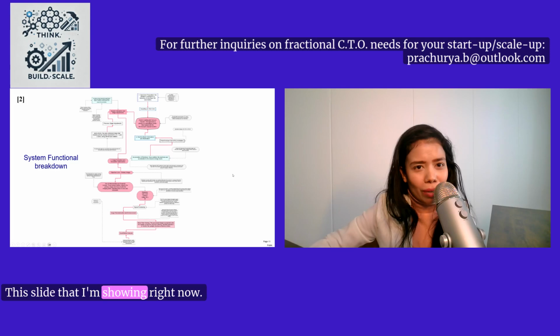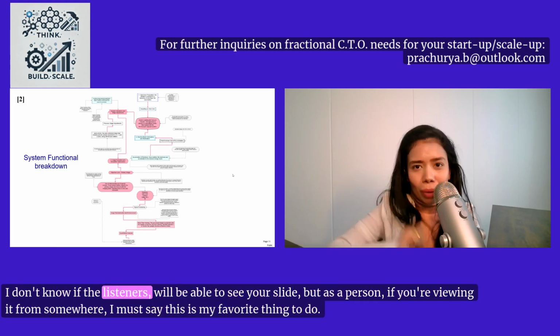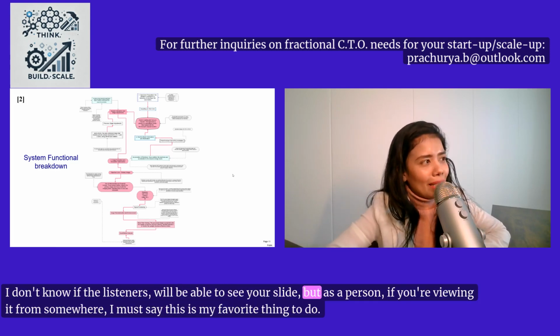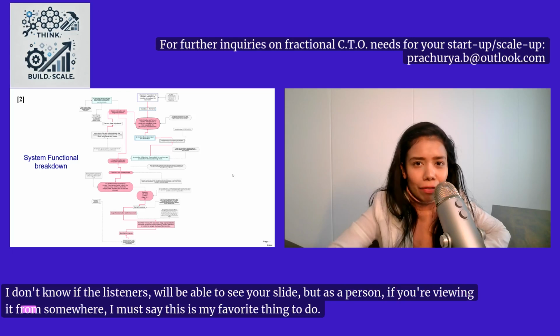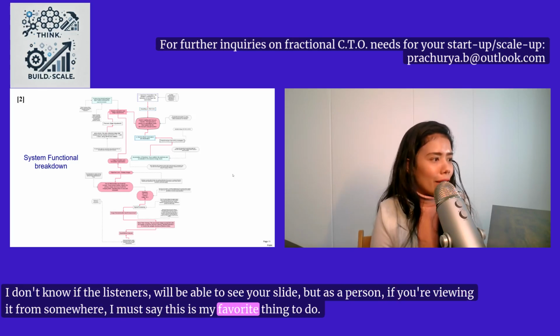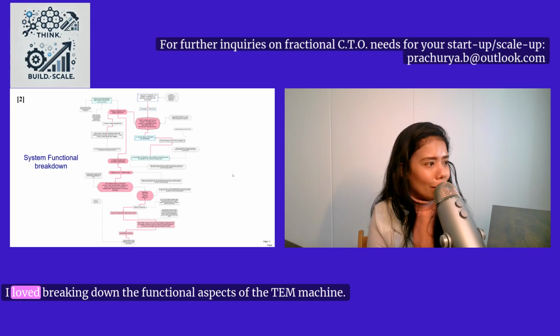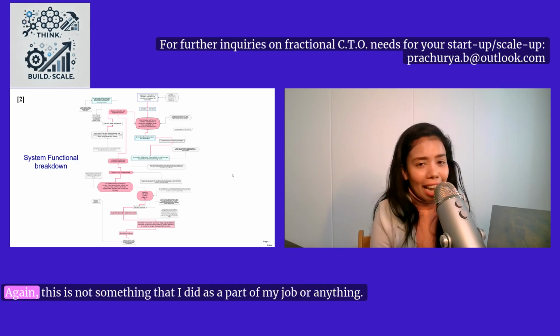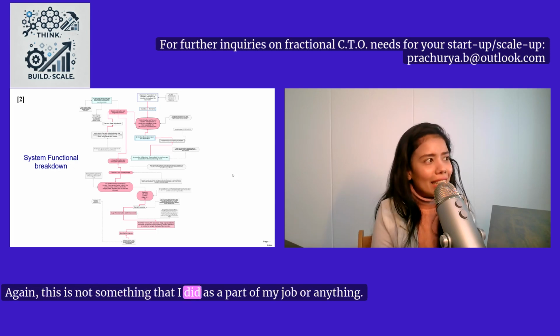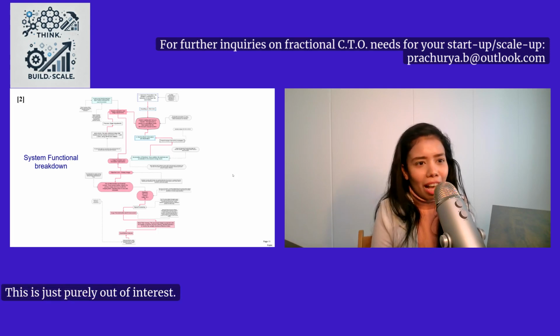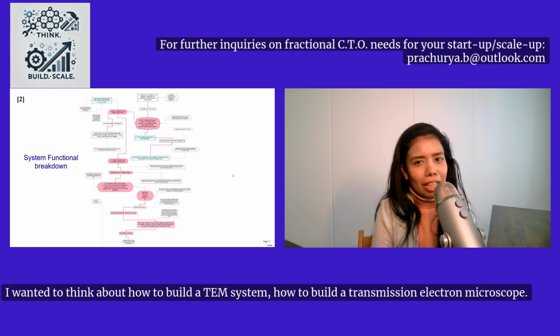This slide that I'm showing right now, I don't know if the listeners will not be able to see it, but if you're viewing it from somewhere, I must say this is my favorite thing to do. I loved breaking down the functional aspects of the TEM machine. Again, this is not something that I did as a part of my job or anything. This is just purely out of interest. I wanted to think about how to build a TEM system, how to build a transmission electron microscope.